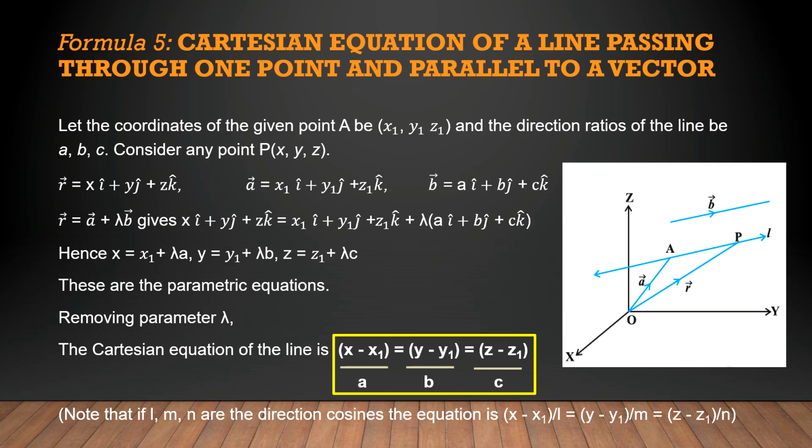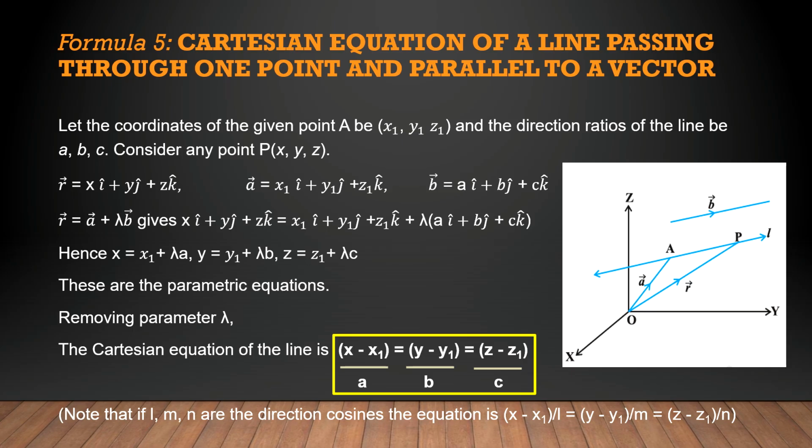Now use our equation r is equal to a plus lambda b. Equate the value of lambda from all these three equations: x is equal to x1 plus lambda a, y is equal to y1 plus lambda b, and z is equal to z1 plus lambda c. And eliminate the parameter lambda. So you will get the Cartesian form of the equation of a line which is x minus x1 upon a is equal to y minus y1 upon b is equal to z minus z1 upon c.